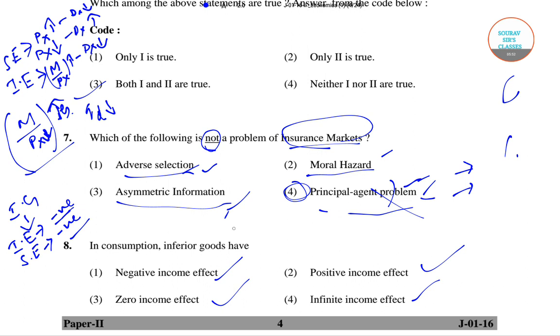So what happens in consumption? Inferior goods have 4 options given. We already know negative income effect is right, so all these are wrong. So we would conclude for question number 8, the right answer is option 1.